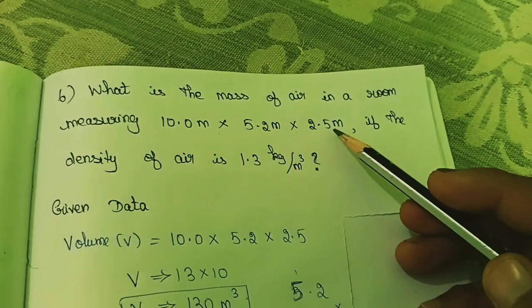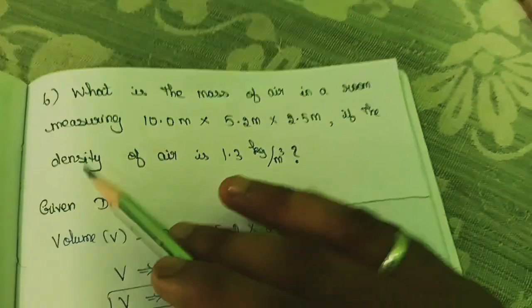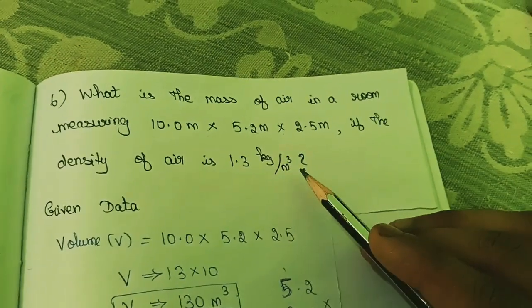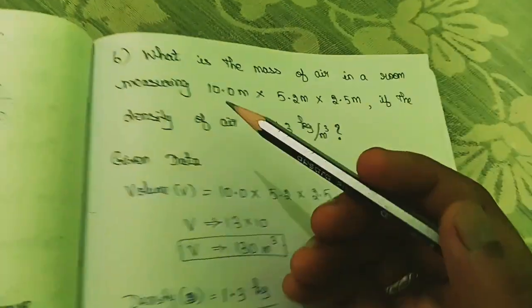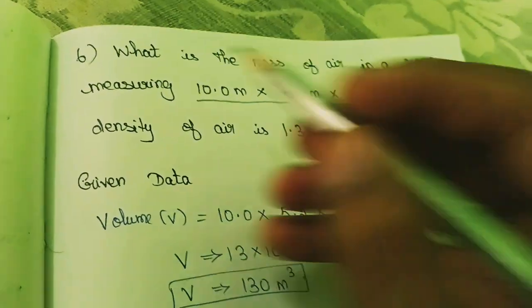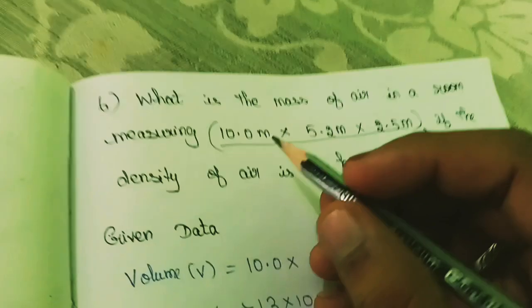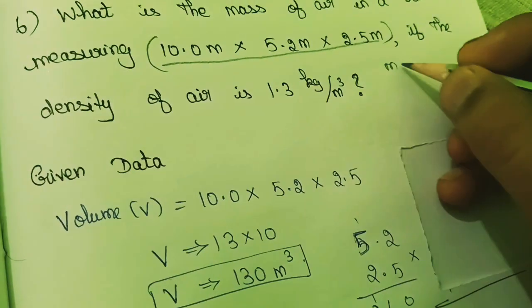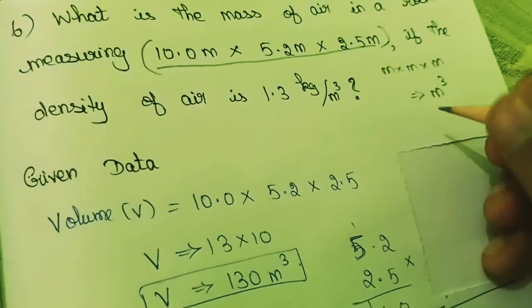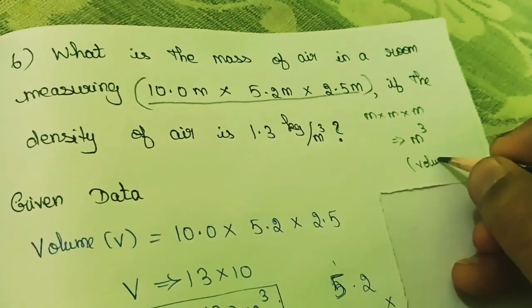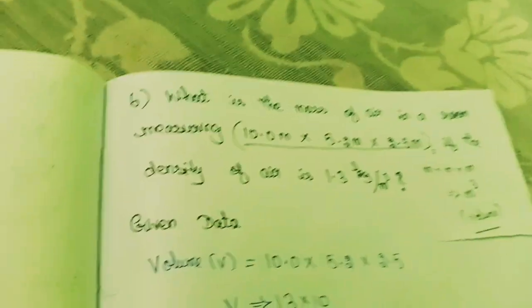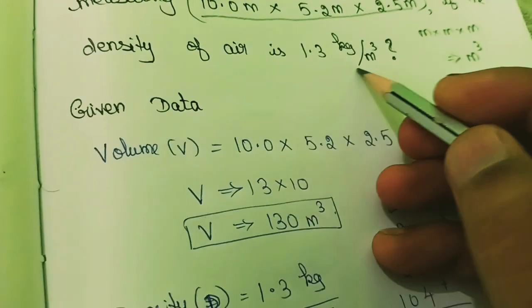Sixth sum: what is the mass of air in a room measuring 10.0 meter into 5.2 meter into 2.5 meter if the density of air is 1.3 kilogram by meter cube? So this sum is a little different. You see, they have given 3 dimensions. 3 dimensions, m into m into m, is meter cube, which is volume. So indirectly they have given a volume here. Next, density is also given.